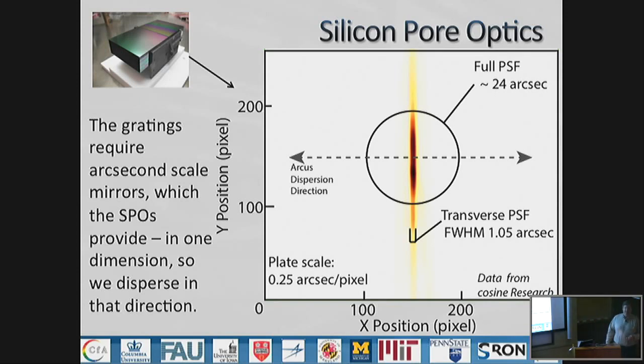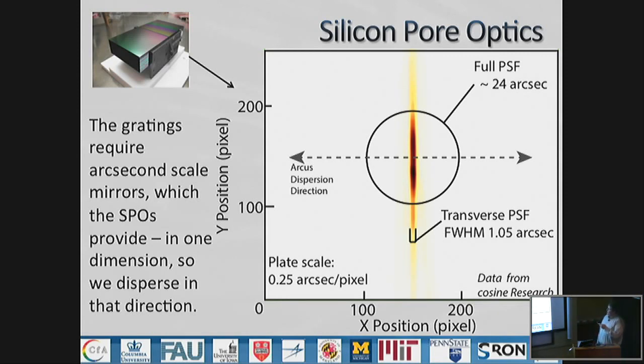Where do we stand on the grating, on the optics? The gratings themselves require arcsecond scale mirrors. And you might say, but arcsecond scale mirrors are hard to make. We've got an entire effort going on here to build arcsecond mirrors. We heard about them a couple of weeks ago, about how difficult these are. But the trick is, for a grating optic, we don't need an arcsecond point. We just need an arcsecond line.